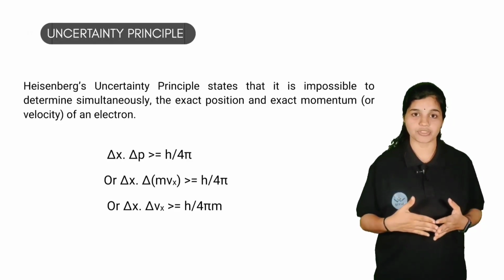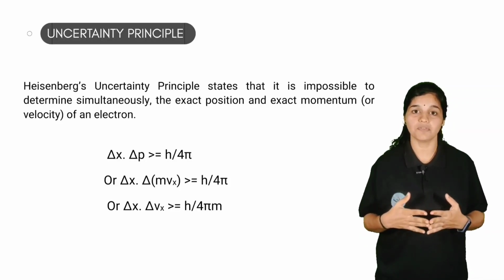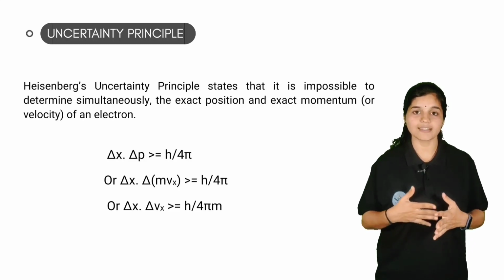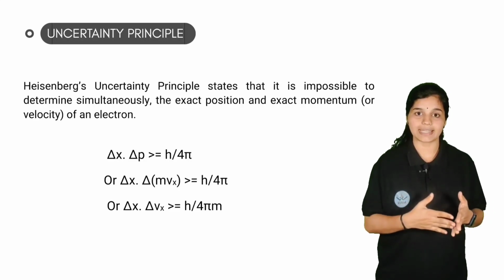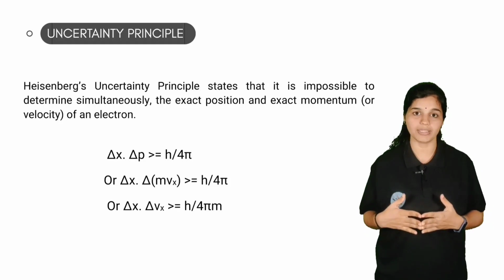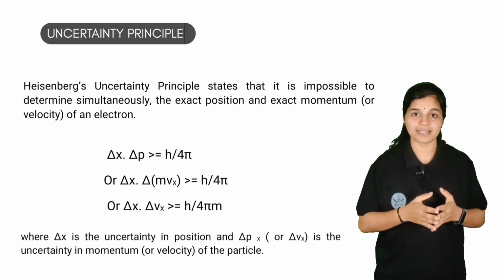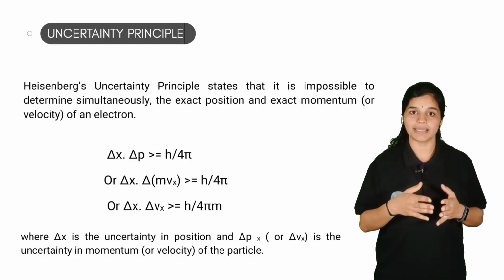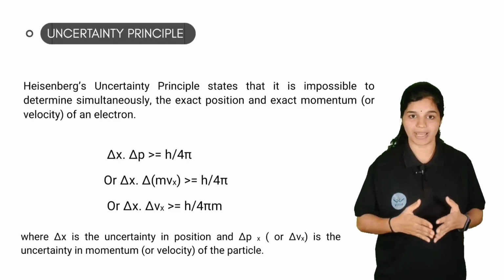The same expression can be written as delta x into delta m Vx greater than or equal to h by 4 pi. Just by rearranging the same expression, it can be written as delta x into delta Vx, which is greater than or equal to h by 4 pi m, where delta x represents the uncertainty in position and delta px represents uncertainty in the momentum of the particle.